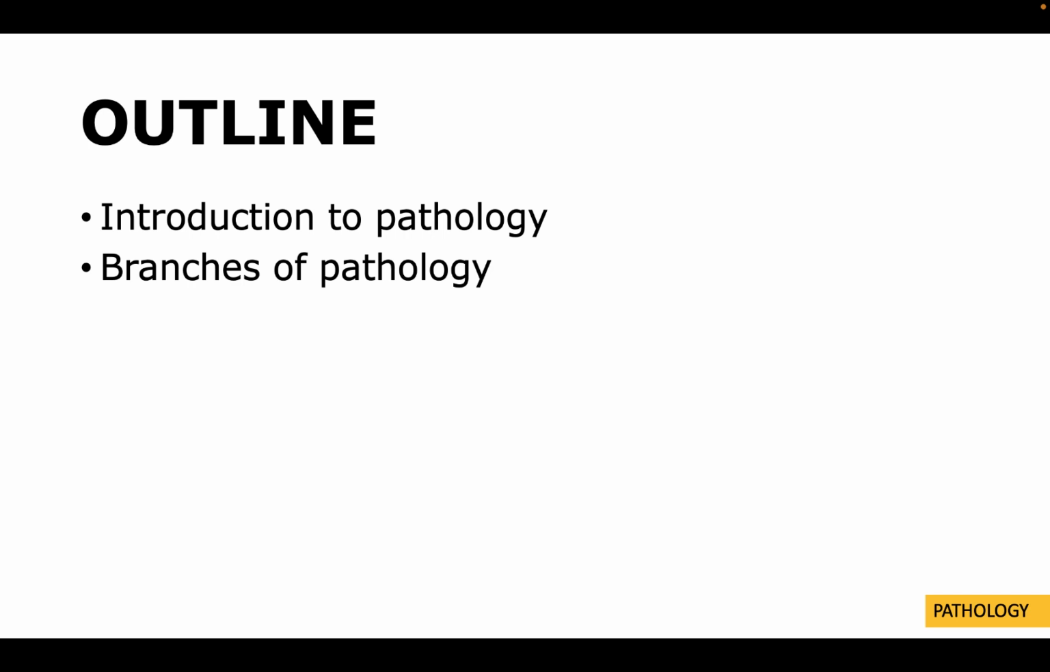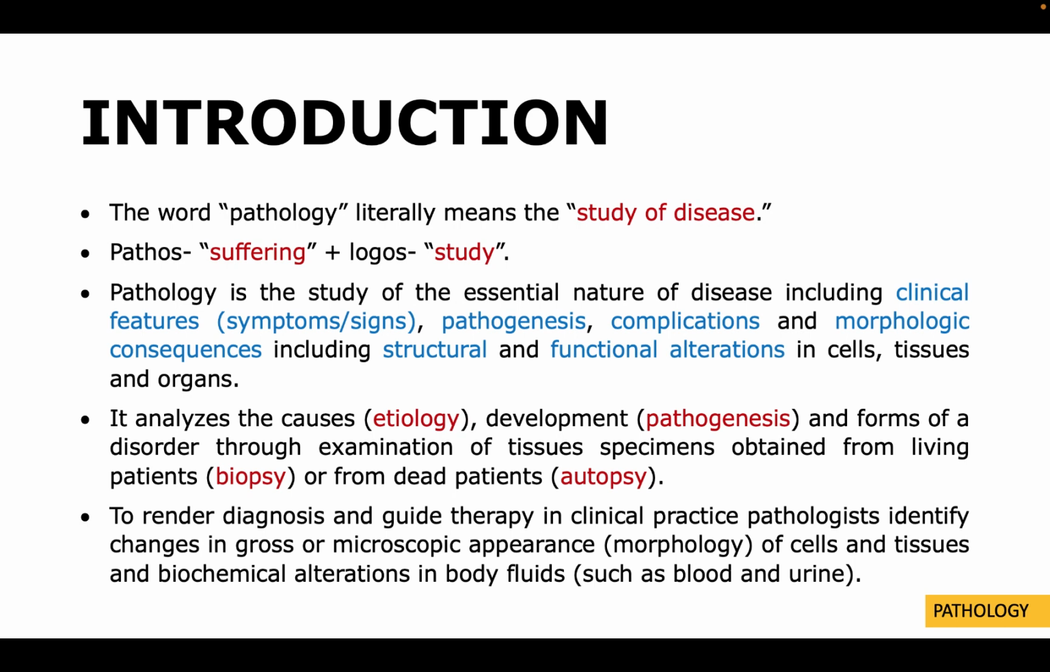So in this particular lecture, we're going to be looking at pretty much what pathology is and the different branches of pathology. So if you look at the word pathology, we can divide it into two bits. There's what is known as pathos and there's what is known as logos. So pathos means suffering, to suffer. Logos means study. So when you talk about pathology, all we're simply talking about is the study of suffering, in essence, the study of disease.